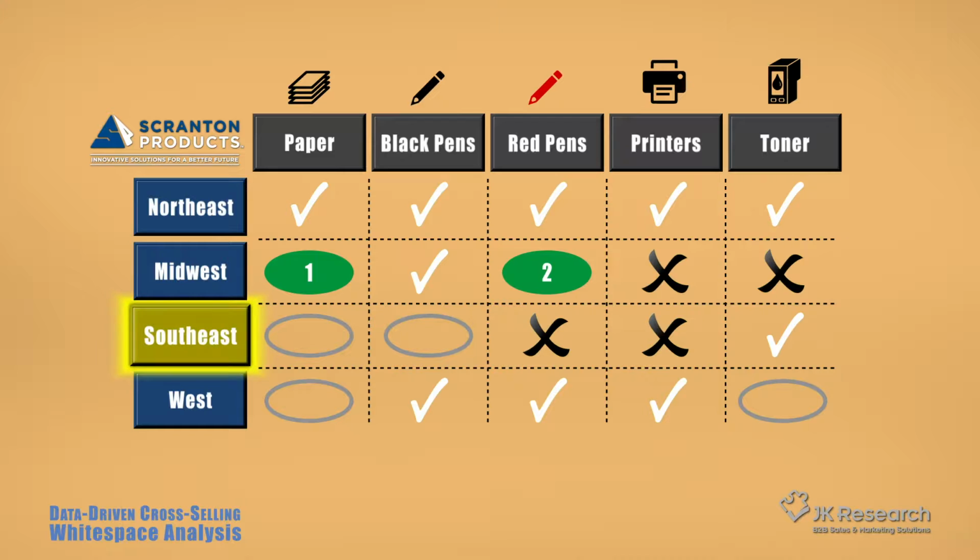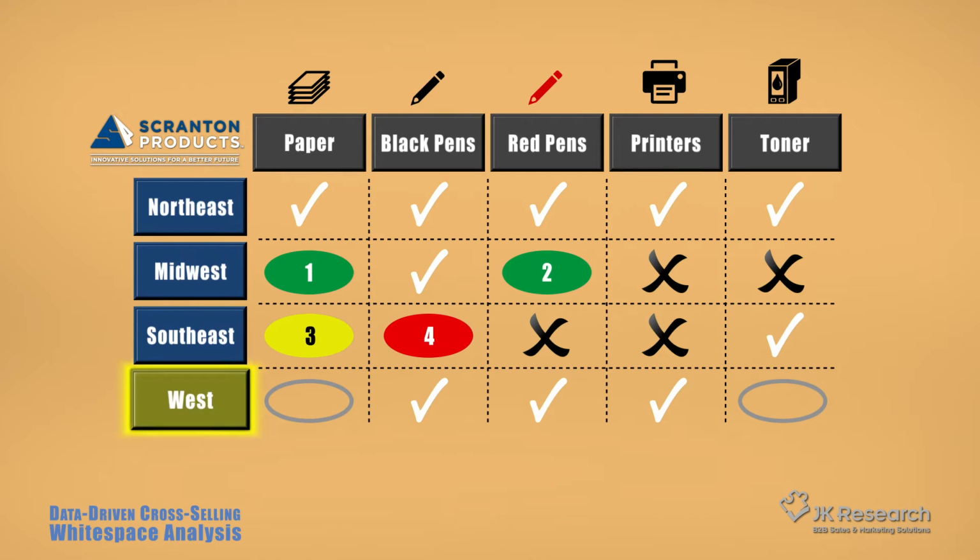Now let's look at the Southeast. They're already buying toner, so paper is a possibility, so we code that yellow. However, black pens are probably going to be a stretch, so we'll color that red. Now let's look at the West. Since Dwight is already selling black pens, red pens, and printers, paper and toner are highly likely cross-sells. And that, my friends, is white space analysis.